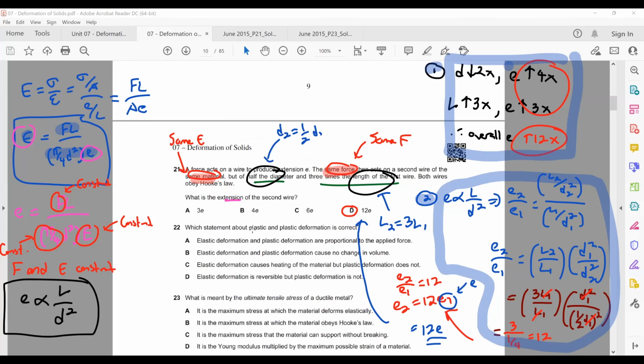Maybe I just do one part here for question 22. Which statement about elastic deformation and plastic deformation is correct? The answer is just D. Elastic deformation is reversible, but plastic deformation is not. Elastic deformation is reversible because your material goes back to its original length. Plastic deformation is not because you get a permanent extension, permanent deformation. So that is elastic and plastic. The rest of it, answers A, B, and C, are not entirely correct.